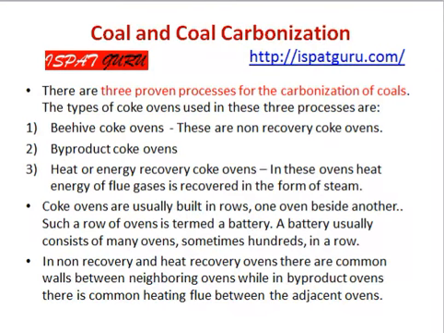Such a row of ovens is termed a battery. A battery usually consists of many ovens, sometimes hundreds in a row. In non-recovery and heat recovery ovens, there are common walls between neighboring ovens, whereas in byproduct ovens there is a common heating flue between the adjacent ovens.